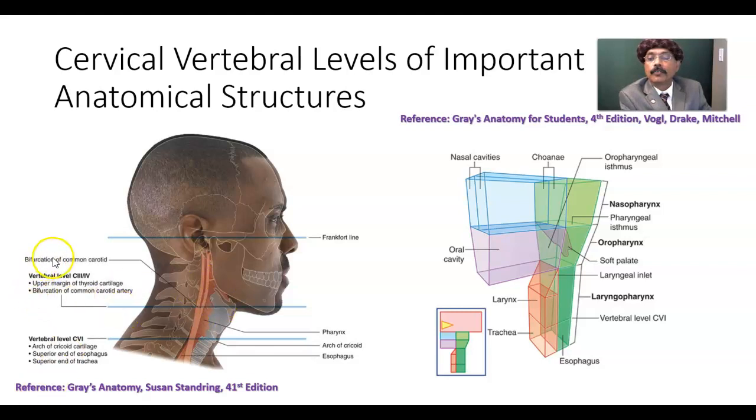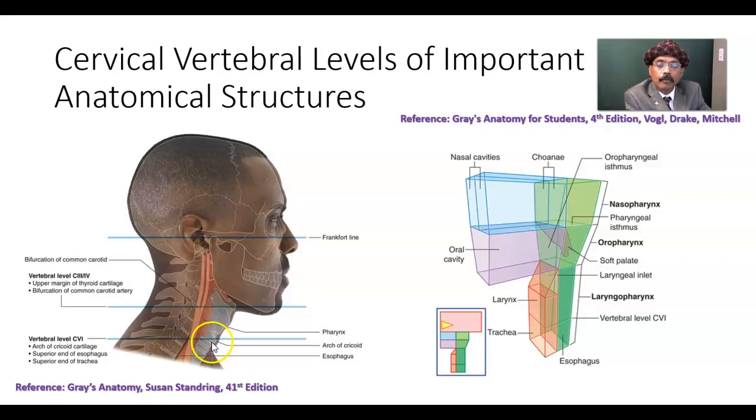So here, bifurcation of the common carotid artery at the level of cervical vertebra 3 and 4, upper margin of the thyroid cartilage. This is the thyroid cartilage, upper margin. Vertebral level 6, arch of cricoid cartilage. This is the cricoid cartilage.